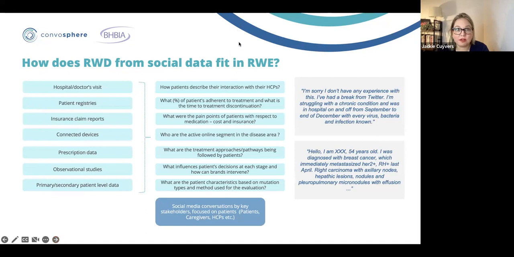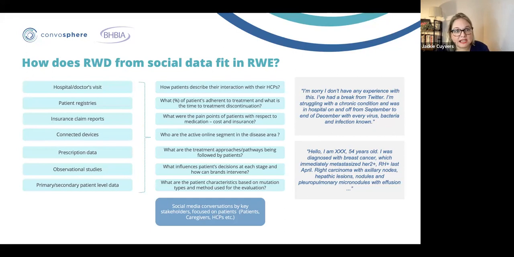So here's an example of what that looks like. From the hospital or doctor's visits, we can see in these online conversations that patients are describing their interaction. What was it like? How long was the wait time? How much time did they have in that appointment? Information that comes from patient registries, where it's documenting the treatment of that patient, we're able to understand from these online conversations adherence issues, percentage of adherence, why people are discontinuing treatment, the challenges that they're facing that have led them to discontinue treatment.